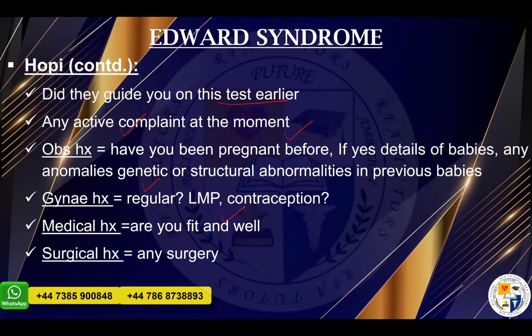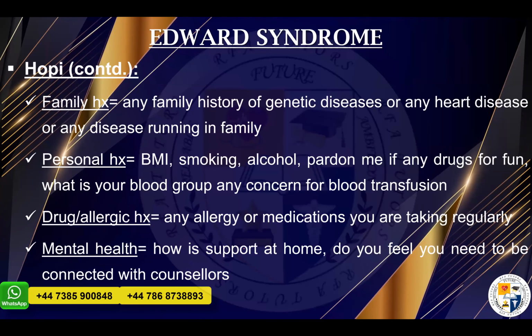Any medical history of concern? Any surgeries on the tummy or down below? Any family history of any genetic problems or any developmental problems in the baby? May I ask your weight to height ratio, your BMI? Mrs. Mary, are you smoking or drinking alcohol? Pardon me for asking, are you taking any recreational drugs at the moment? May I double check your blood group? Any reservations to blood transfusion? Are you allergic to any medication? And how did you generally feel in the last few weeks and months? And how's the support at home?